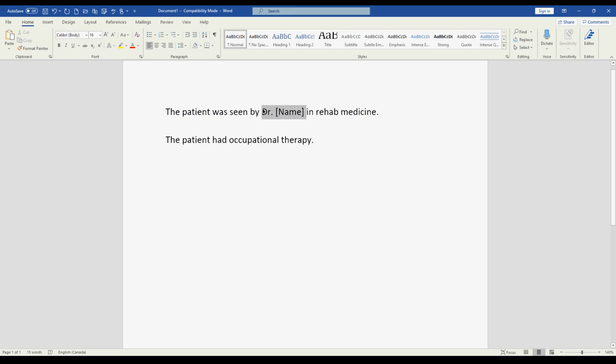So if we take out the name, seen, I'm going to take this out. So seen in rehab medicine. We wouldn't say seen in Dr. Smith, so we don't cap it. So that's it. I would basically test that that way, or you could say seen by Dr. Smith in Dr. Smith. Again, doesn't work. They're not being shrunk like Honey, I Shrunk the Kids, put inside. So that would not be capped. They're talking about the department, but it's not being used as a proper noun.